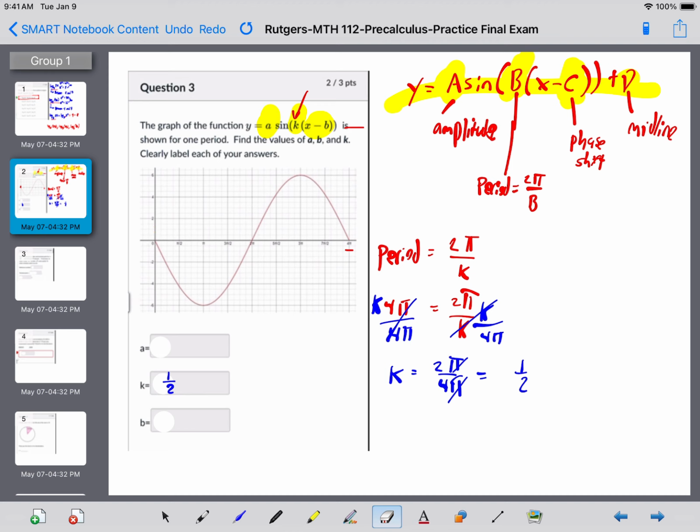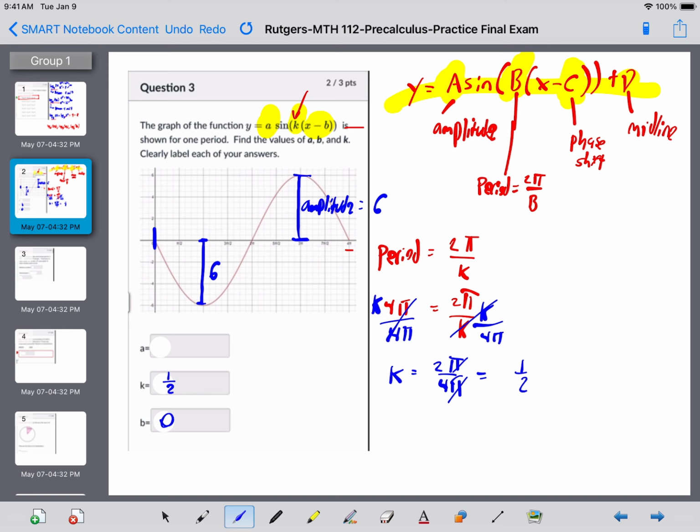The phase shift is where you're starting the cycle, right? And how you would shift it. This sine function starting at 0. So we could say that there was no phase shift, or that your c is 0. And then lastly, your amplitude, we said, is the vertical distance from your midline to your extrema. So the amplitude is equal to 6, right?